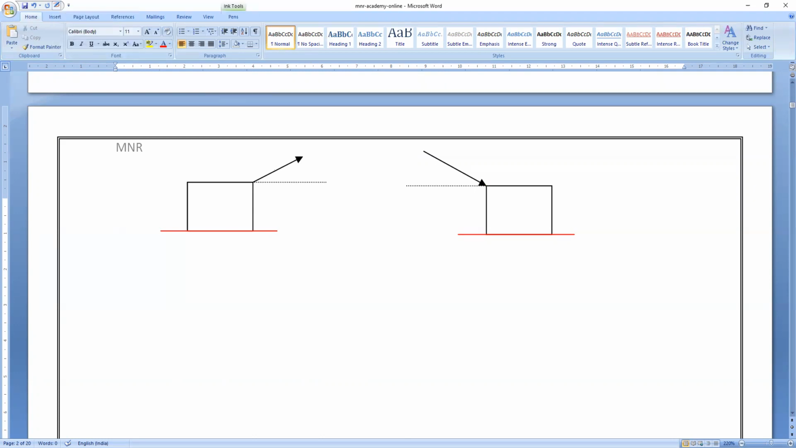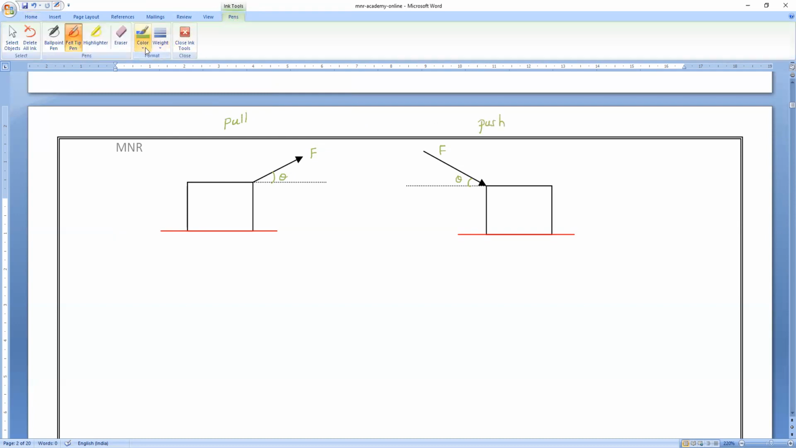Now let me proceed. Don't waste much time on the diagrams. This is theta. The applied force is F, and here is theta, and the applied force is F. We all know this is called pull and this is called push. Now the first force is known to us. Let me take this body mass as M, and this body mass is also M, the same body.